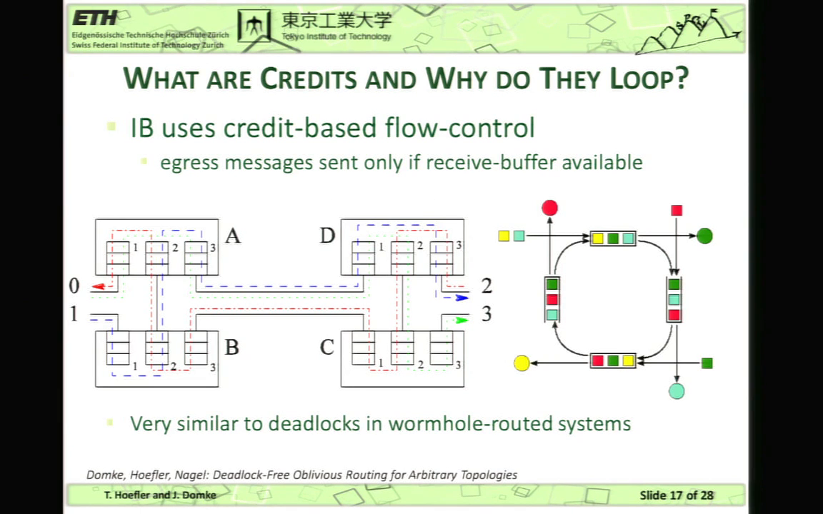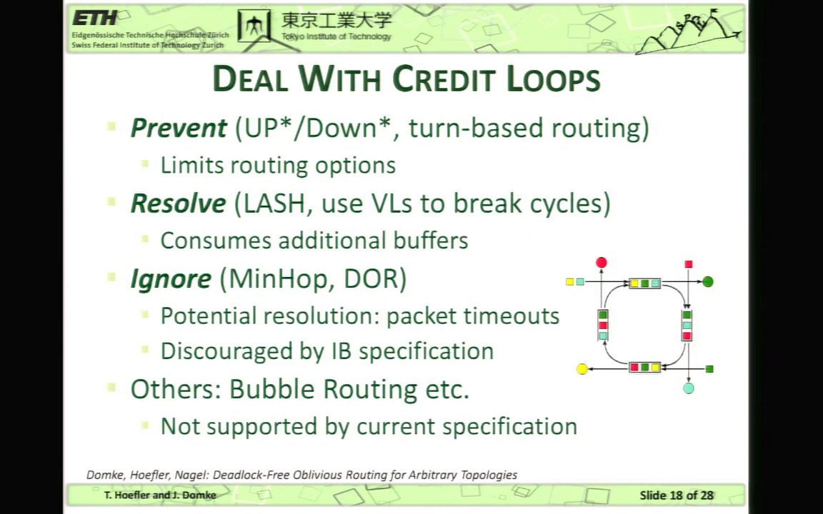In the early networks for InfiniBand, one way to work around this is just to have a packet timeout. So if a packet sits longer than 100 milliseconds in a switch, it just gets dropped. That's one way to resolve those conflicts, because they're very rare in practice. But it's not a very elegant way, and in fact, the InfiniBand spec does not allow this, but many people do it in practice. So how do we deal with those loops?